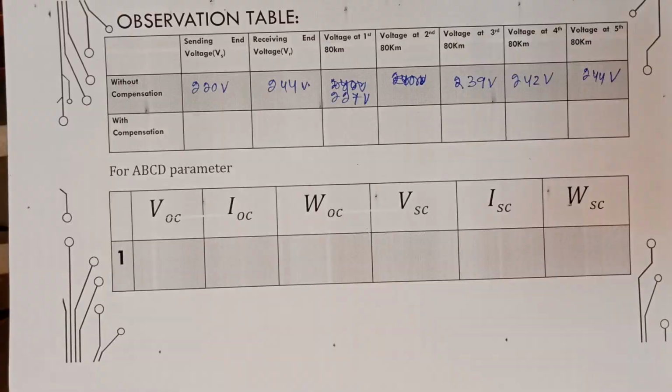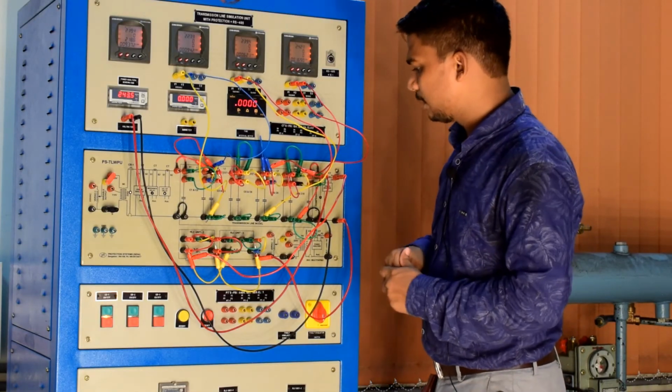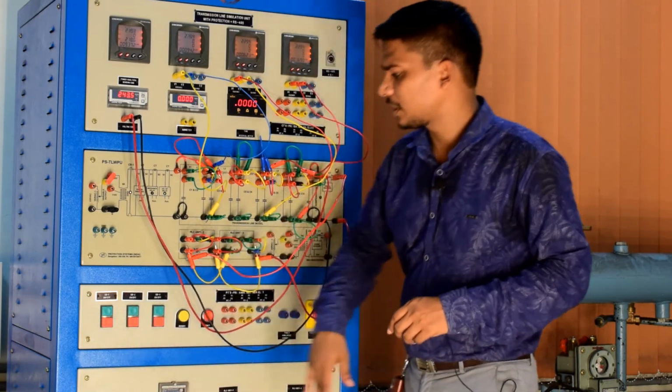So right now we will measure the voltage at the second 80 km. The second 80 km is not connected to any voltmeter right now, so we have to turn off the circuit breaker.